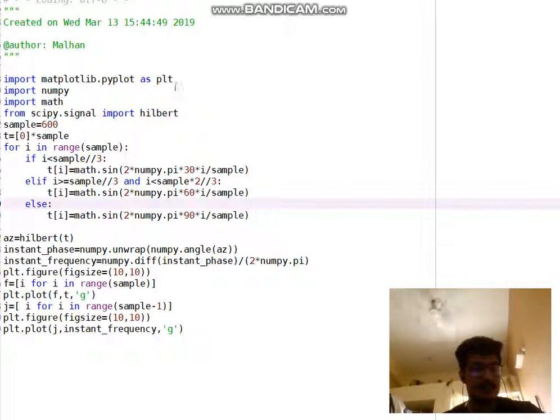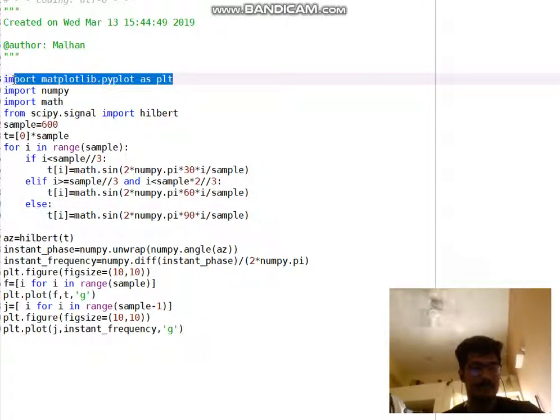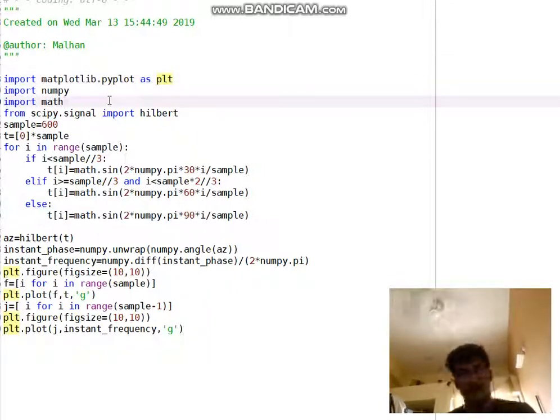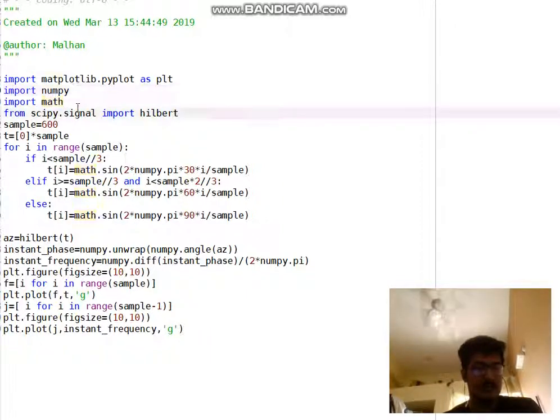So let's start. These are our libraries. We'll be coding in Python. These are the matplotlib library, which will be used to plot the graphs, the numpy library, math, and the Hilbert. We'll use a sample size of 600.